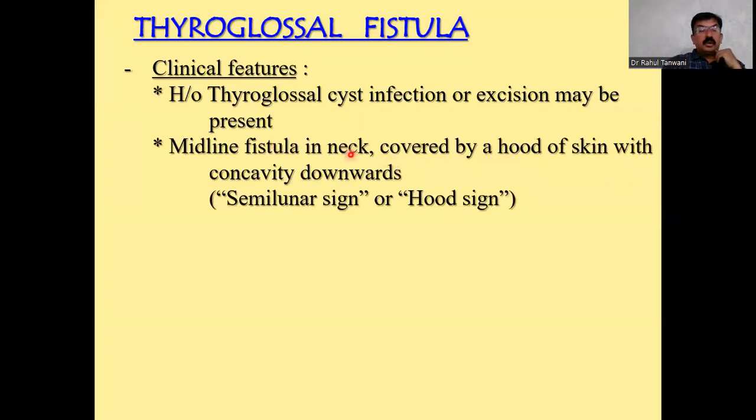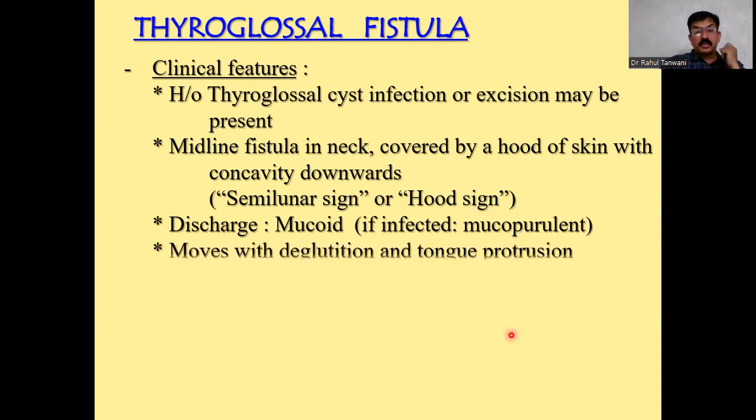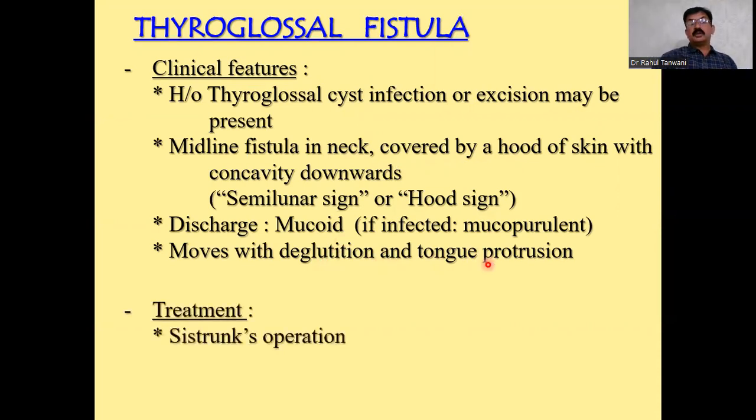It's a midline fistula, I already showed you. It's called a semilunar sign or hood sign because it is covered by a skin hood whose concavity is downwards. Discharge is mucoid. If it is infected, it can lead to mucopurulent discharge. Just as with the thyroglossal cyst, this fistula also moves upward with deglutition as well as with tongue protrusion.